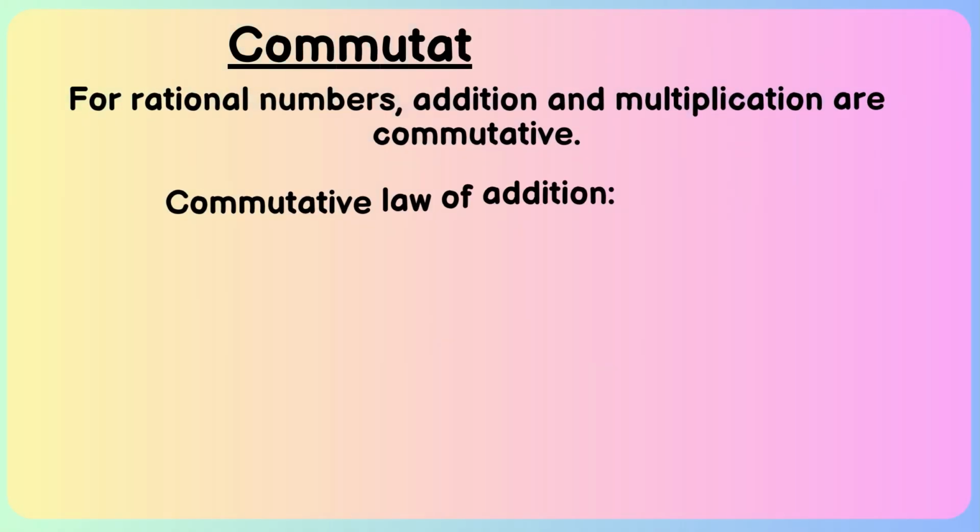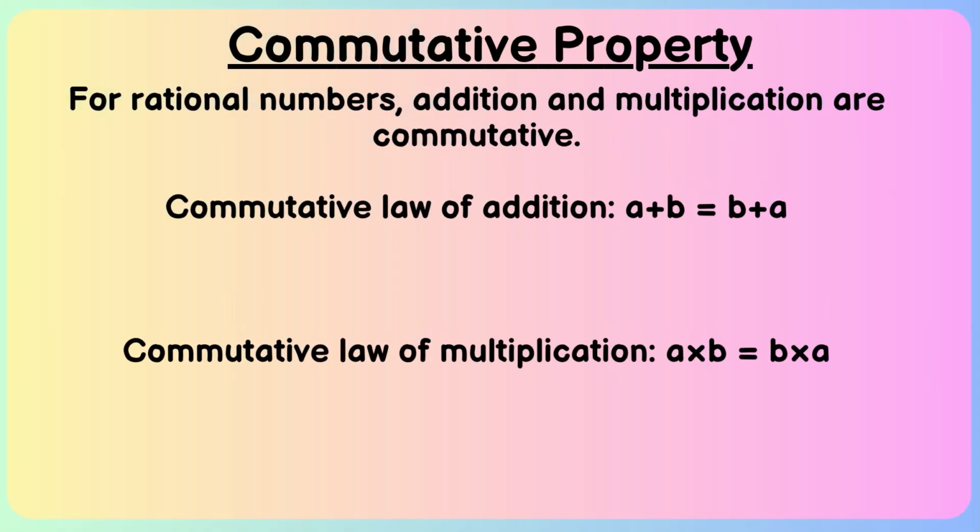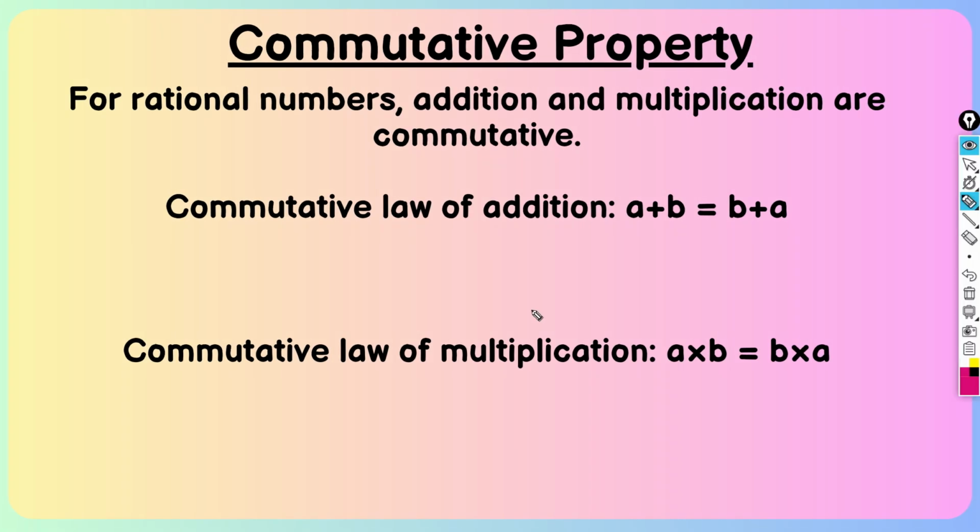Now let us see the commutative property of rational numbers. For rational numbers, addition and multiplication are commutative. Subtraction and division are not commutative. We will see with examples. Commutative law of addition says a plus b is equal to b plus a. Let us take a is equal to 1 by 2 and b is equal to 3 by 2.